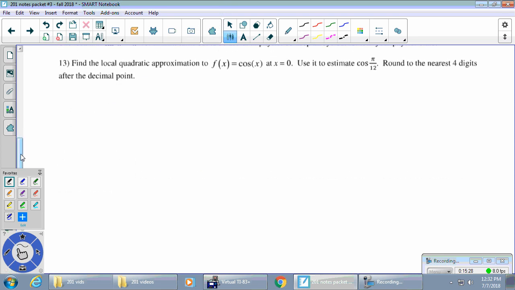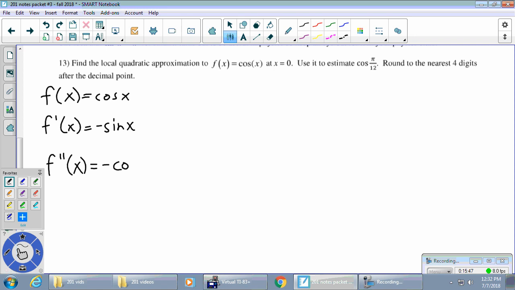Okay, 13. Quadratic approximation here for cosine near x equals 0. So we start just like before. Calculate a derivative. Careful with the fact that this is negative and not positive, but this is a quadratic approximation, which means we need two derivatives. Again, careful with your signs. Derivative here is negative cosine. We're going to plug 0 in to all three. Cosine of 0 is 1, sine of 0 is 0, with a negative in the front is fine. And then negative cosine of 0 is negative 1.